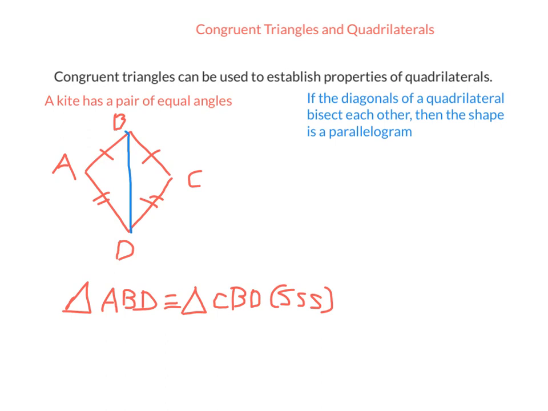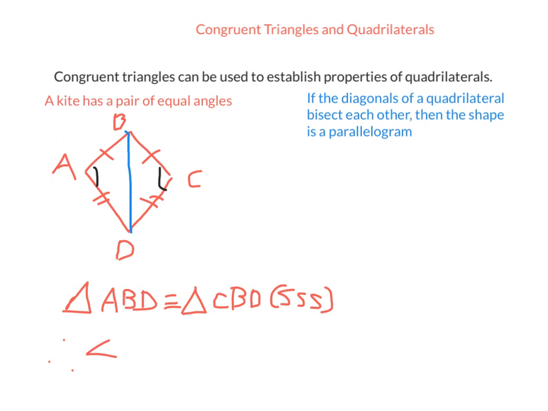So because this triangle and this triangle are congruent, corresponding angles, remember when I'm talking about corresponding angles of congruent triangles, I mean matching angles. So because these two triangles are congruent, matching angles must be equal. Those two angles must be equal.